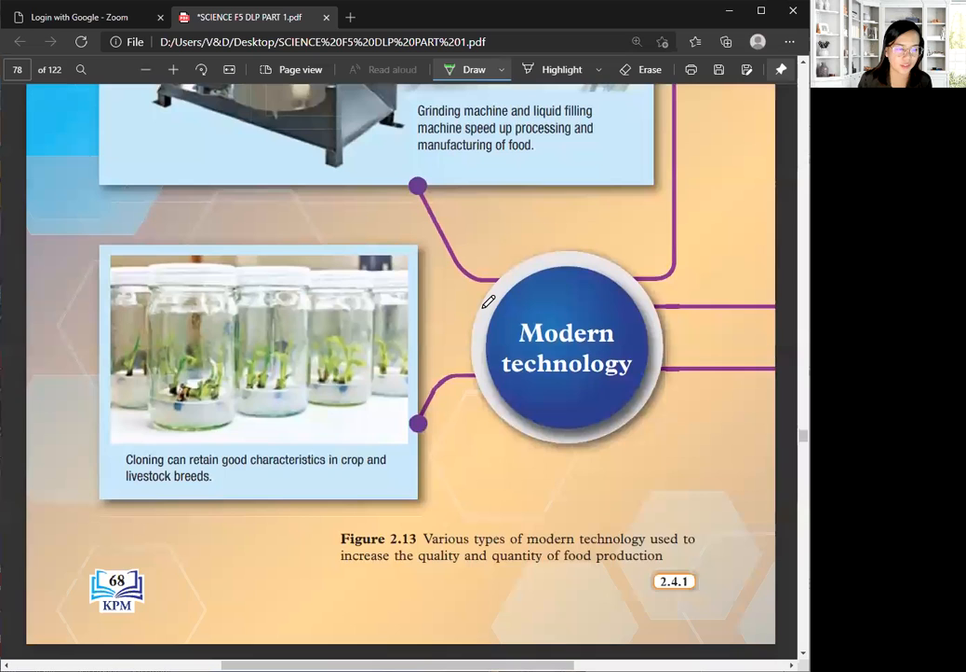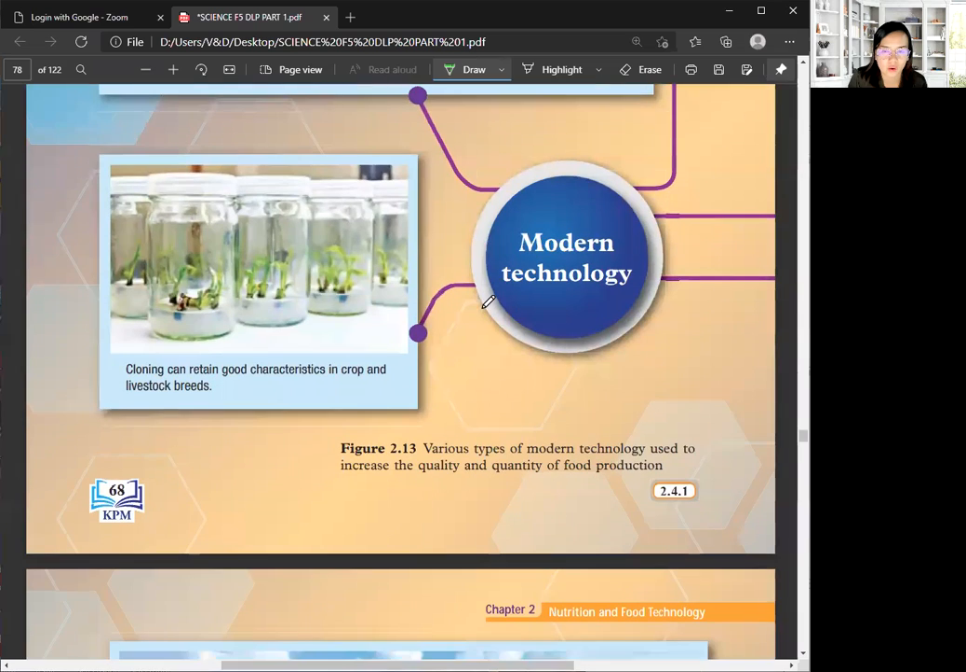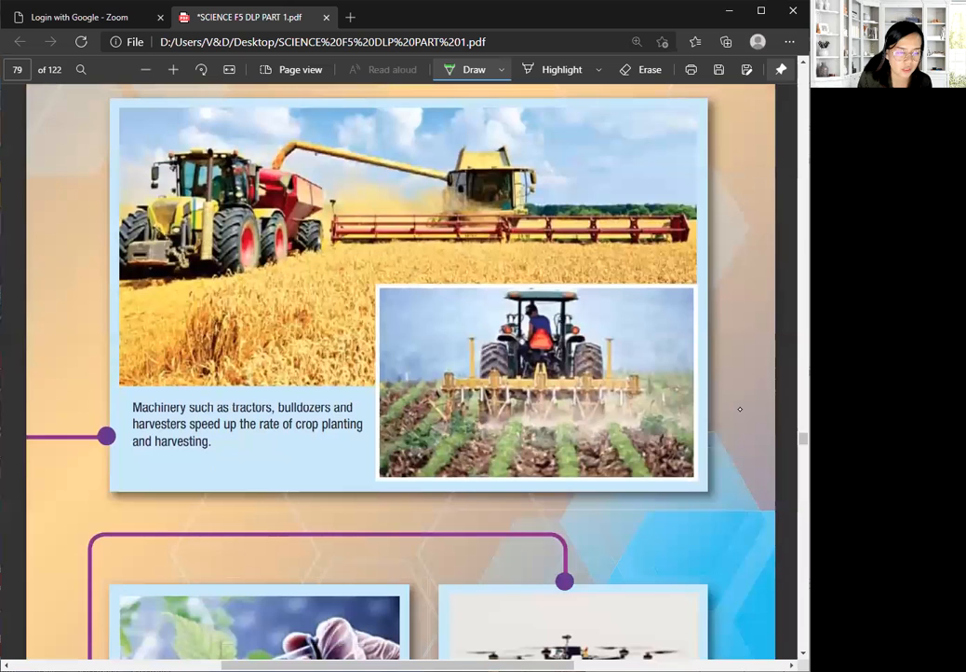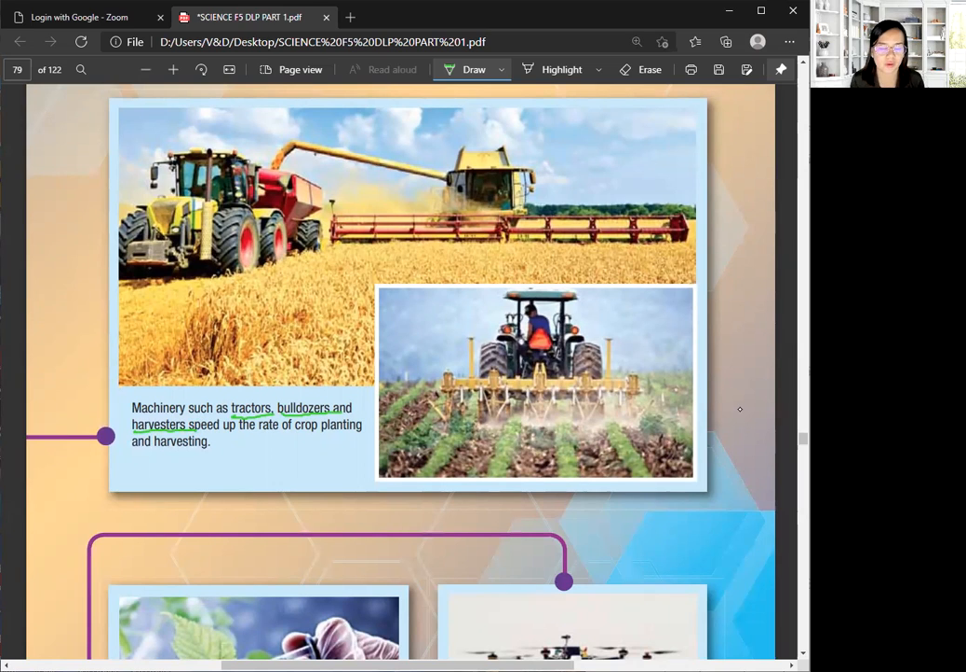There's another one, which is cloning. Cloning can retain good characteristics in crop and livestock breeds. So these are examples of cloning. So these are various modern technology used to increase the quality and quantity of food production. Now this is another photo showing the machines used to increase the quality and quantity, for example, tractors, bulldozers, and harvesters. This one can speed up the rate of crop planting and harvesting.